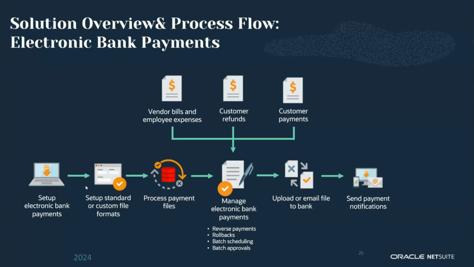Once we set up either the standard or custom file formats, we look at processing our payments, those files. We can then manage our electronic bank payments, things like reversing it if we make a mistake, and we can schedule these batches and batch approvals. With this output, you can either download it to your desktop and then upload it straight to your client portal with the bank, or we can also set up an SFTP connection where we'll have it schedule and send straight from NetSuite into your banking platform. And then lastly, you can send those payment notifications, those vouchers, to your vendors.